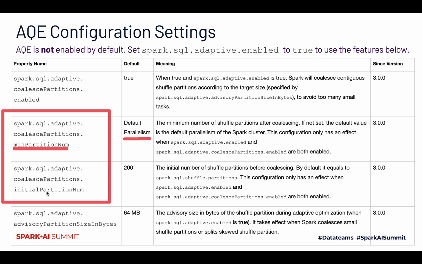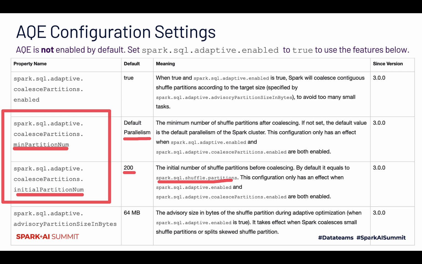Compare that to the second setting, initial partition num. This is how many shuffle files are initially written out by stage 1 before being coalesced in stage 2. So stage 1 will still write out 200 partitions, or really the value of spark.sql.shuffle.partitions. So it's going to write out the 200 partitions, and then they're coalesced at the beginning of stage 2. So this in effect sets the maximum number of partitions that could come out of this. We'll start up with 200, and then we'll coalesce where possible.